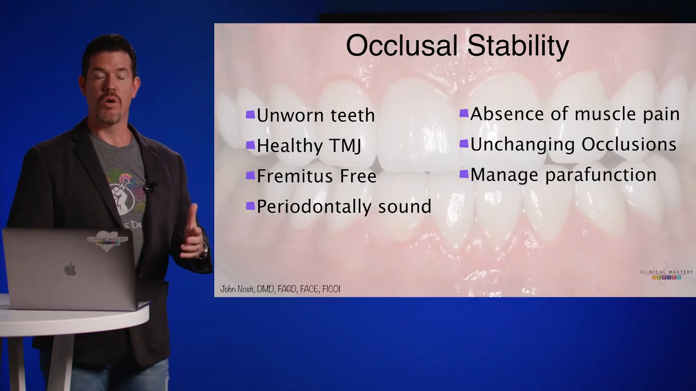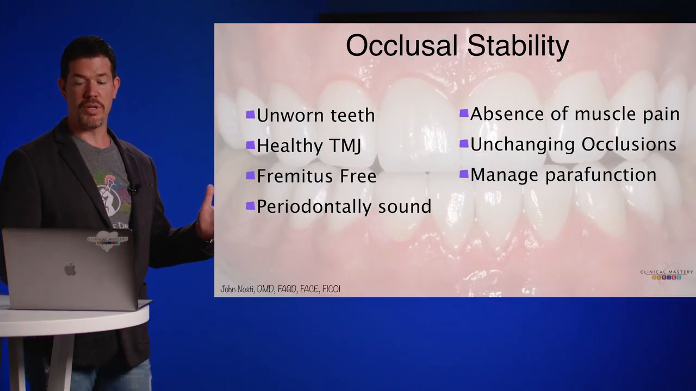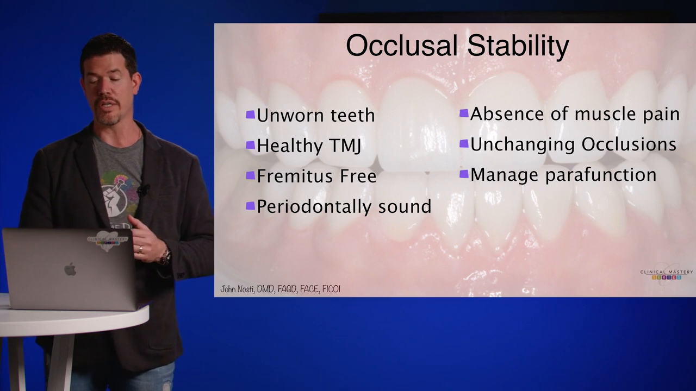That's not a stable environment. We don't want our patients to have muscle pain, pain in their cheeks, in their masseters, temporalis pain, pain in their temples. That could be a problem. Patients who come in and report their bite is changing over time is a problem. So one of the requirements for occlusal stability is unchanging occlusions.